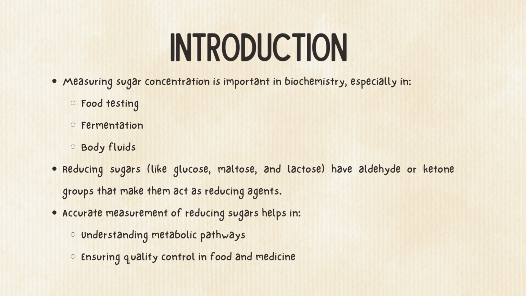Introduction. Measuring sugar concentration is important in biochemistry, especially in food testing, fermentation, and body fluids. Reducing sugars like glucose, maltose, and lactose have aldehyde or ketone groups that make them act as reducing agents. Accurate measurement of reducing sugar helps in understanding metabolic pathways and ensuring quality control in food and medicine.